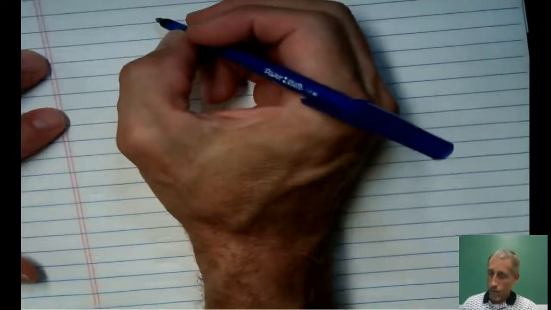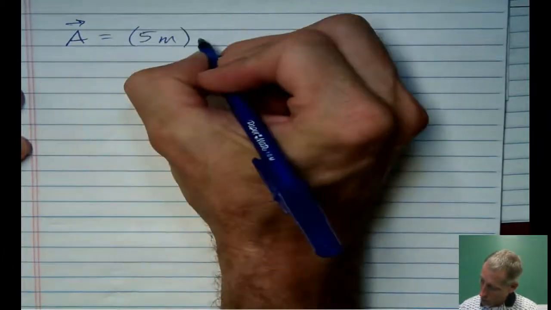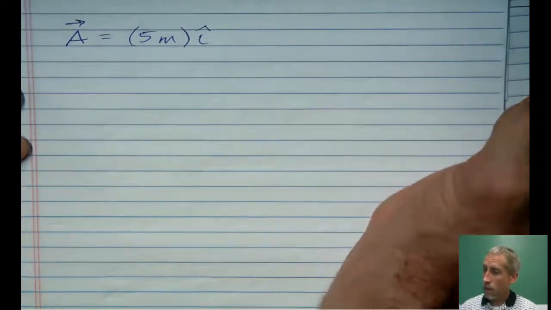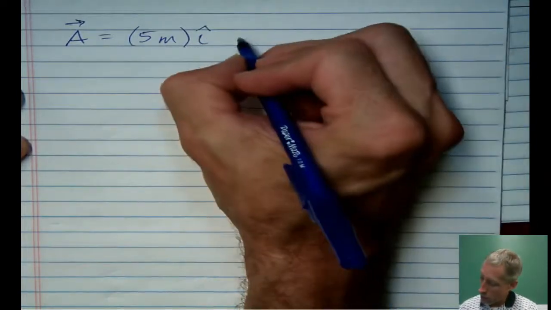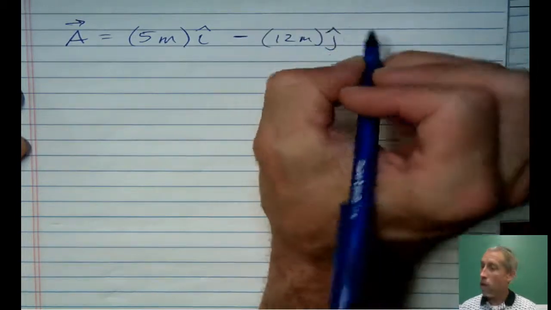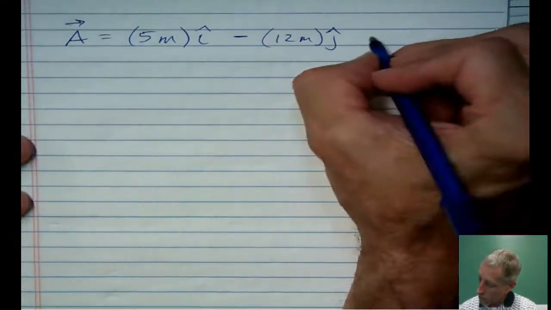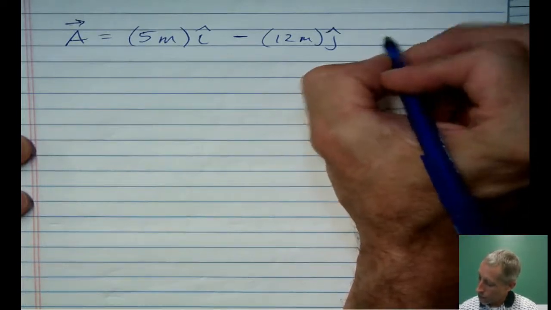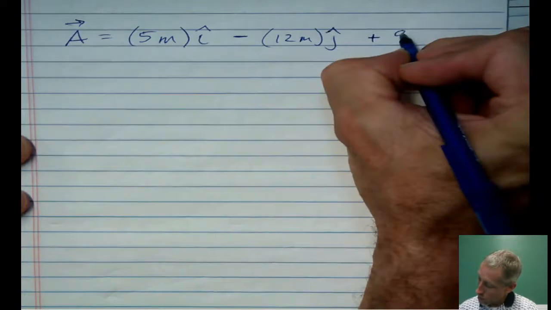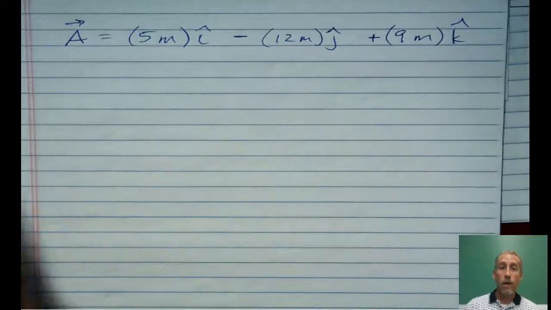What if you're given a vector? We usually name our vectors with capital letters. Maybe vector A is the name of our vector. Looks like that. What if it is described as 5 meters in the positive x direction, and then maybe 12 meters in the negative y direction? So we put negative 12 meters j hat, and also 9 meters up, or in the positive z direction. So we would write plus 9 meters k hat.